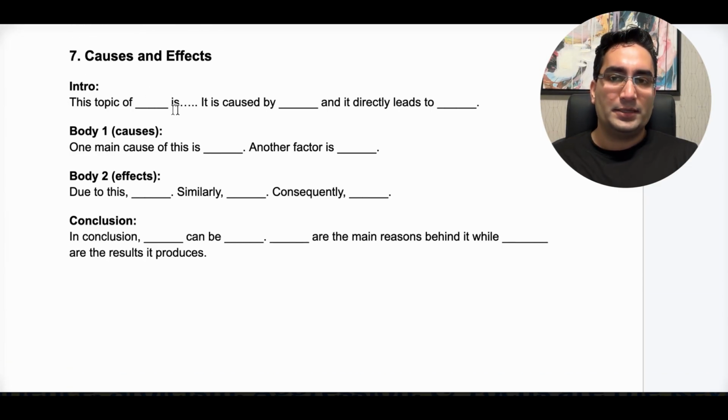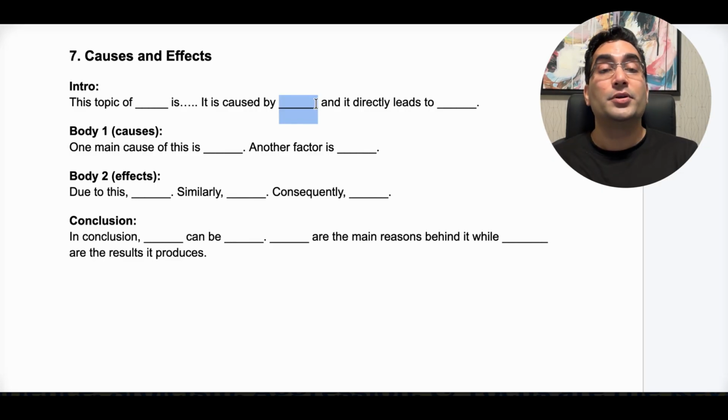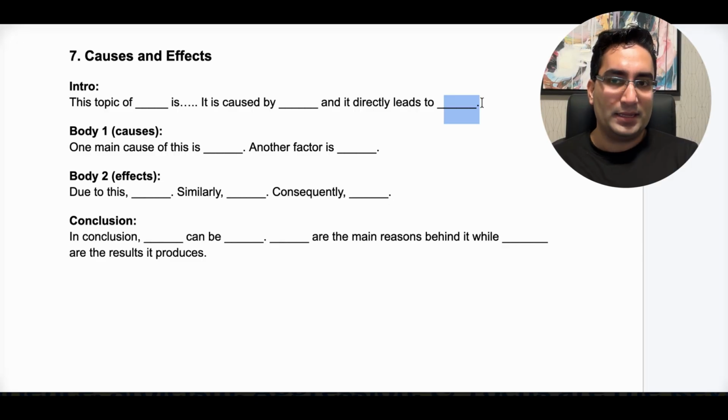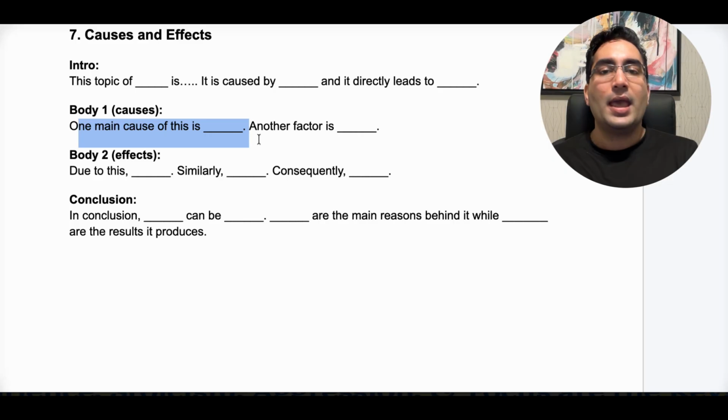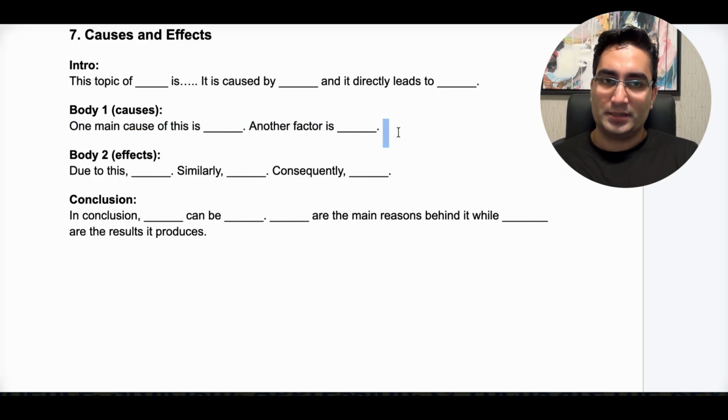Finally, causes and effects. You start with the topic of something, whatever the topic is, and this is a general statement on the situation or the topic itself. Is concerning, is widely discussed, is a topic of hot debate, whatever the situation is based on the context. It's caused by, put 2 causes here, and it directly leads to, put 2 effects here. One main cause of this is state cause number 1. Another factor is cause number 2.